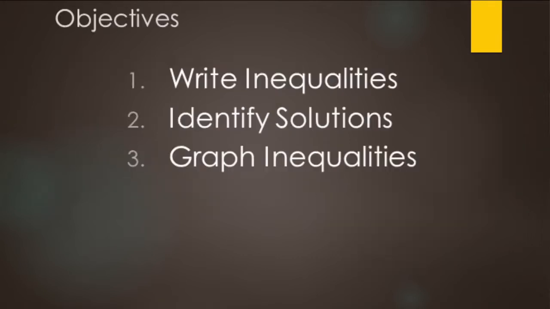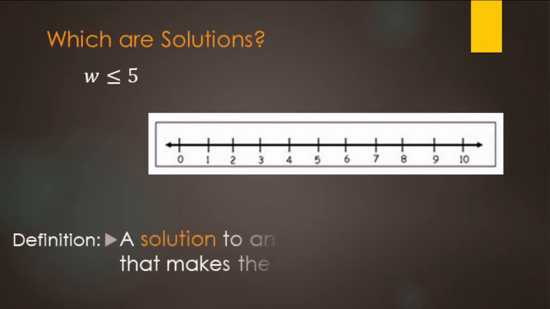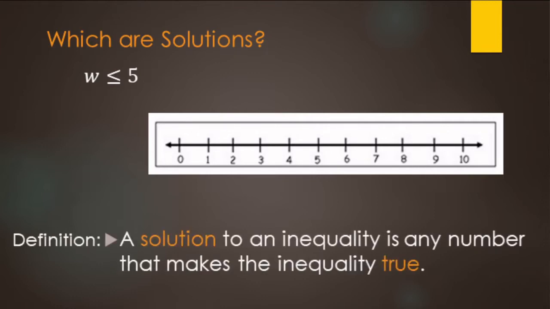So in this video, we're going to be writing inequalities, identifying solutions to inequalities, and then also looking at the graphs of inequalities. So looking here, we have W is less than or equal to 5. Now, we're going to be looking at which numbers are solutions. The list will come up here in a second. But first, quick definition. A solution to an inequality is any number that makes the inequality true.